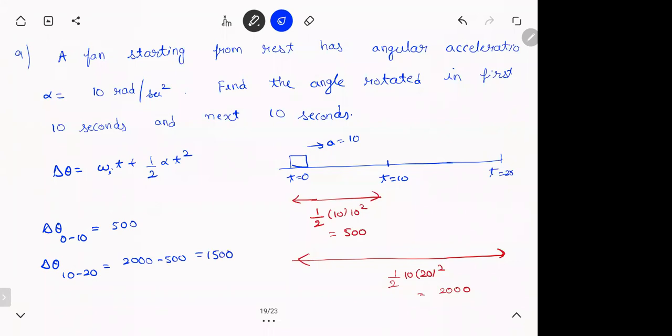Check it out. Like I told you, there's a lot of resemblance between the translation motion kinematics and circular kinematics. So you can always make it into a straight line and solve. You'll still get the same answer.